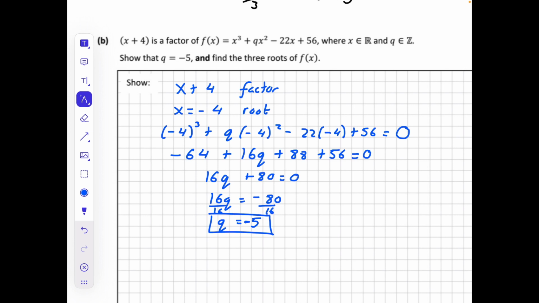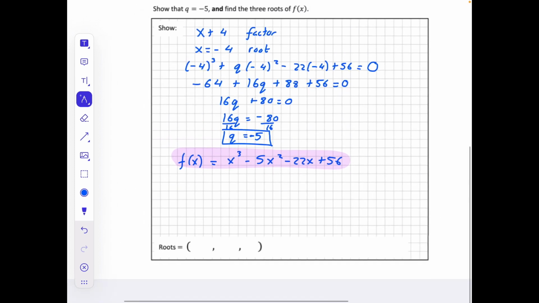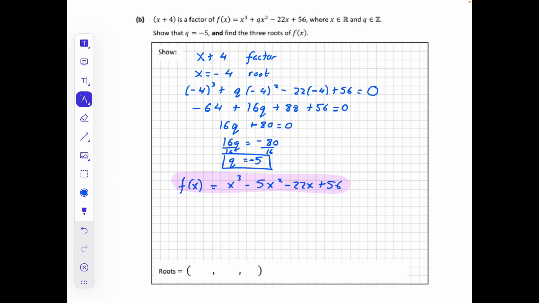That's our first switch between working with factors and with roots. Okay, if q is equal to minus 5, now I can rewrite my f of x as x cubed minus 5x squared minus 22x plus 56. Okay, just so we're not missing two unknowns. So that is our new cubic equation. Now, it wants us to find the 3 roots of f of x. So this is a new section that's going to come up quite a bit in the questions.